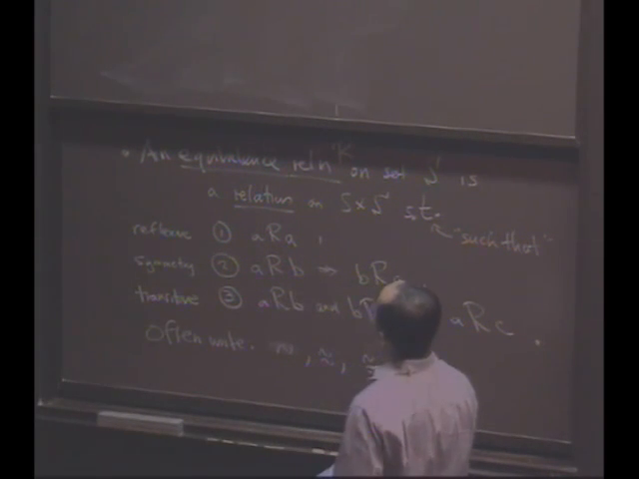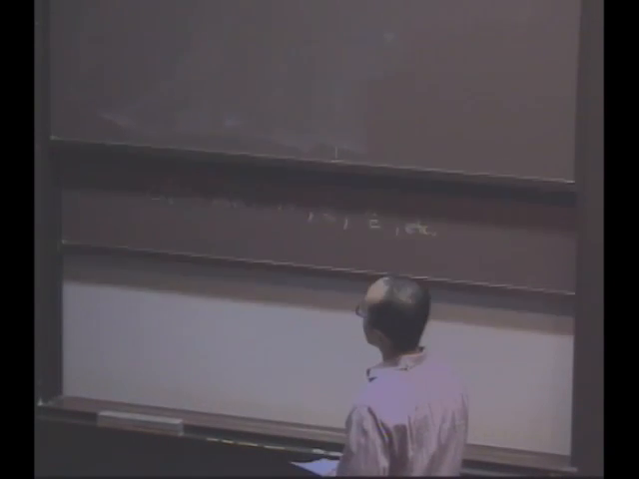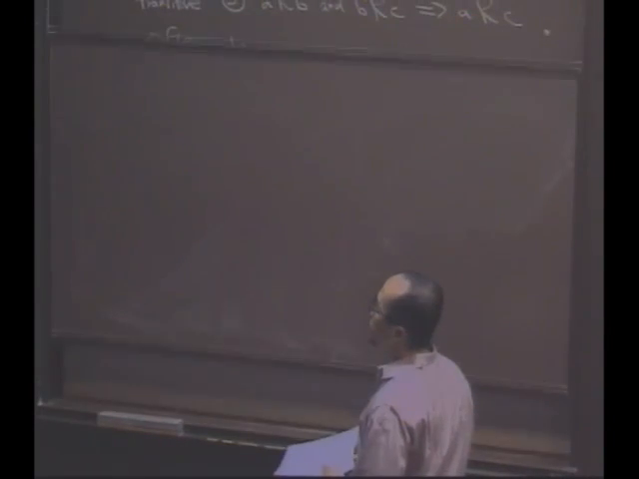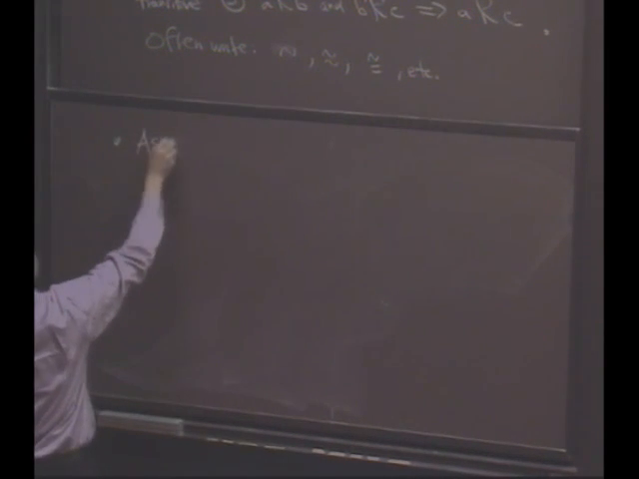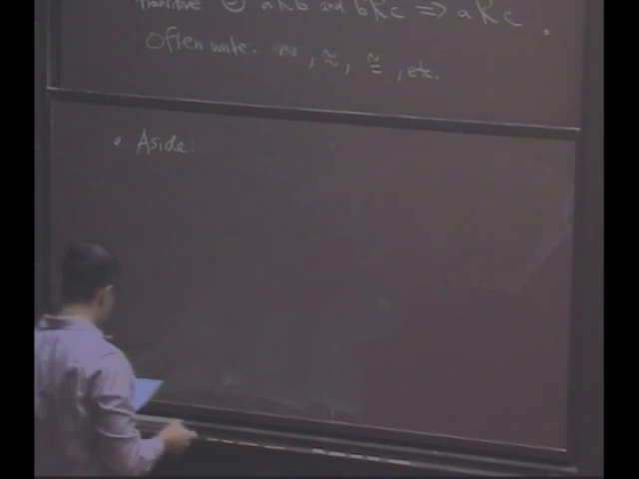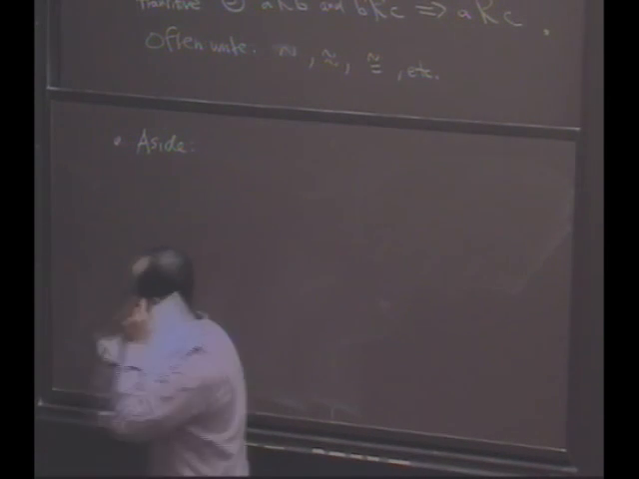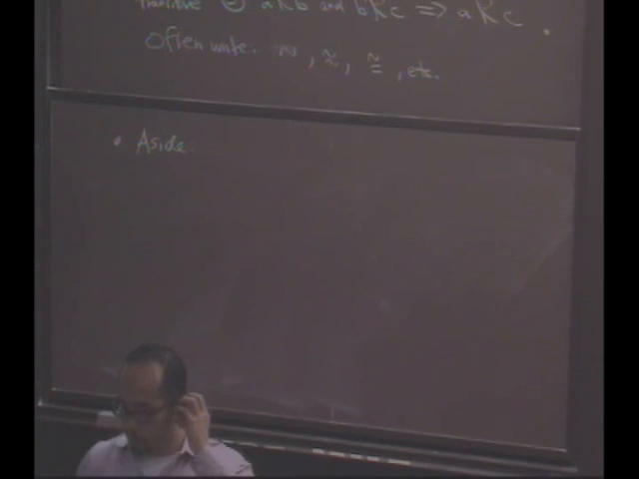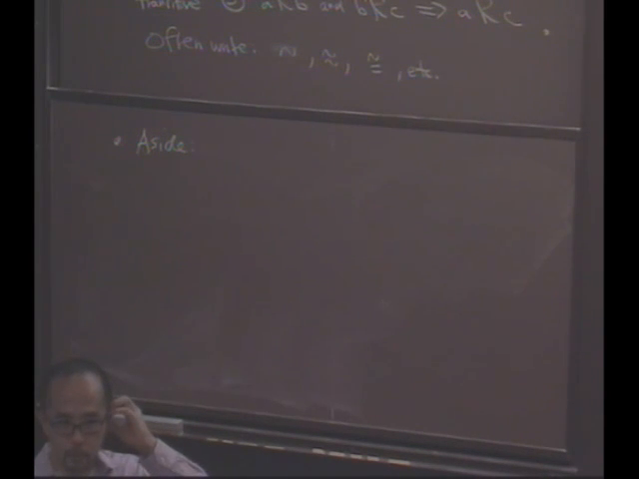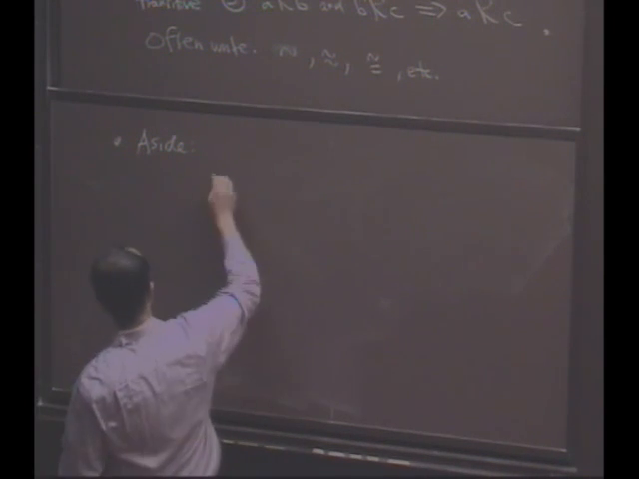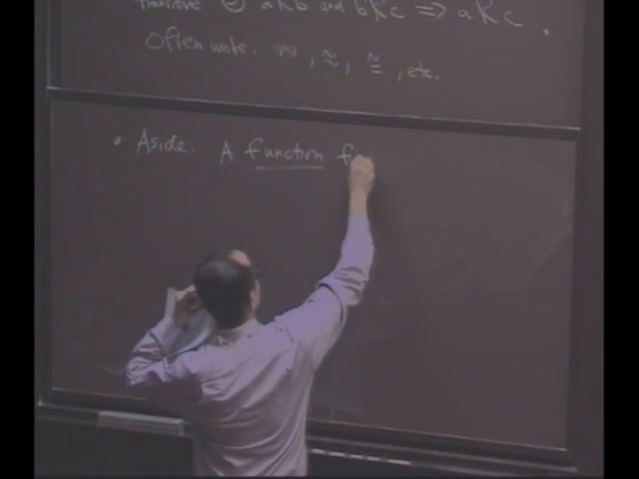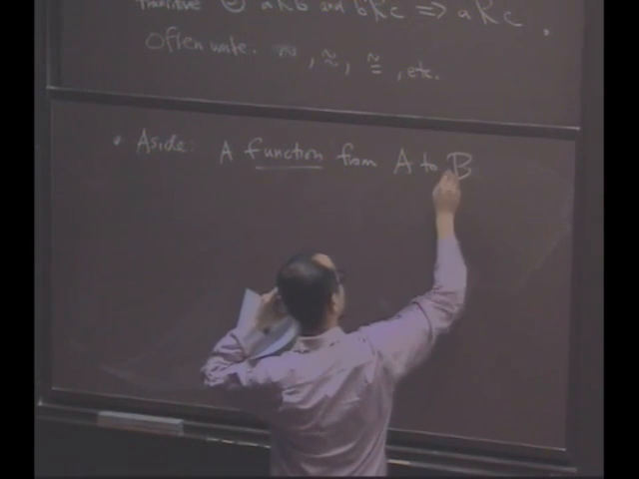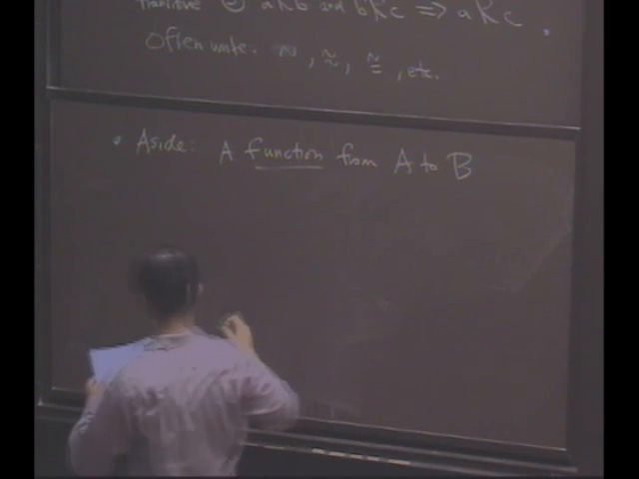So that's an important example of an equivalence relation. And I'll just mention one other important example, although this is the one we'll want to deal with today. As an aside, here's another important example of a relation. So I claim a function is also a relation. So a function from, let's say, A to B is a relation.